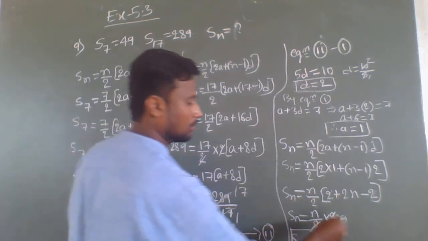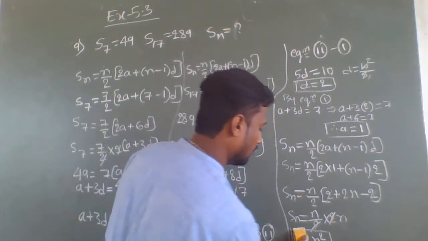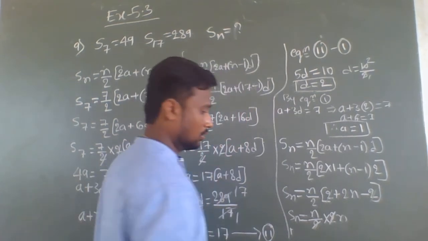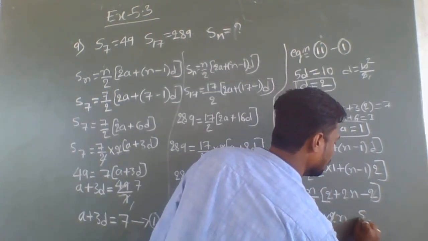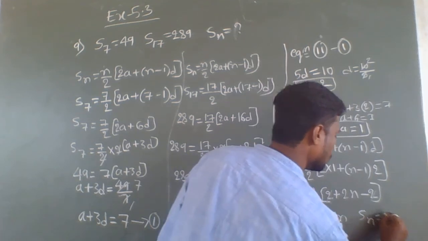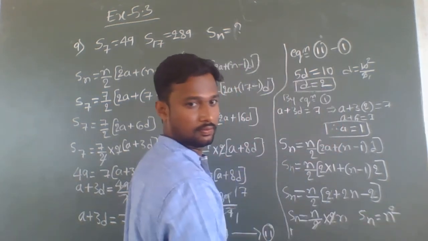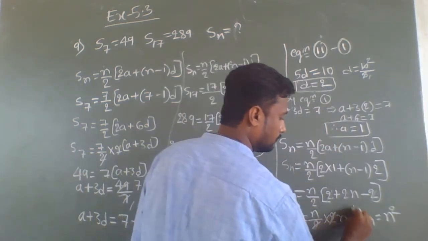Sum of n terms. I will write it here so it will be easily visible for you. Sn is equal to n square, n into n.